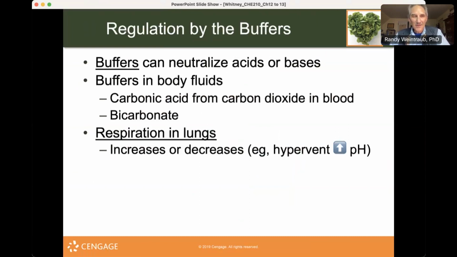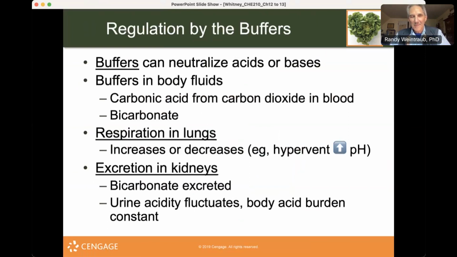pH. Another way is respiration in the lungs, increase or decrease pH. If we decrease the amount of CO2 in our body, and that might be from hyperventilation, we could increase the pH if our body senses us going below or out of the narrow pH range. Another way is excretion in the kidneys.